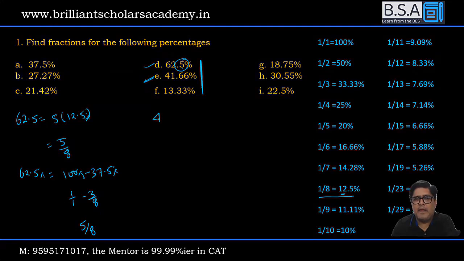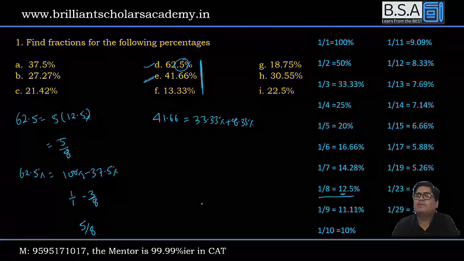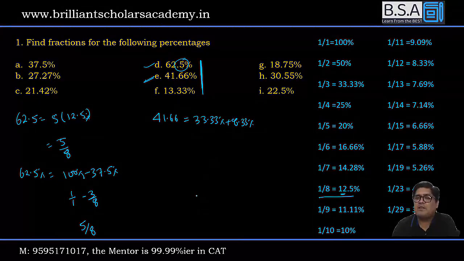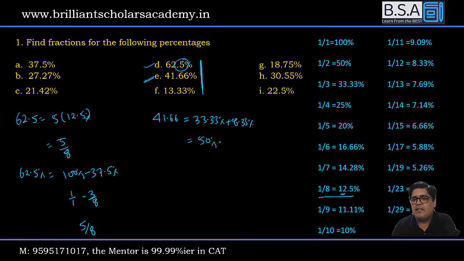Observe. 41.66. Does it make you feel like it's 33.33 plus 8.33%? Check once. Test this. Does it make you feel that this might be 50% minus 8.33? There are so many ways. Sir, I don't know any of this.